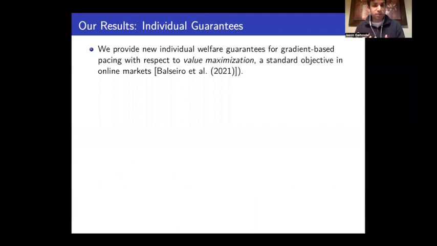So we've shown some really nice aggregate guarantees of these gradient-based pacing algorithms. And from a platform's perspective, that's really important because it's saying the market is relatively efficient. But then why should any given advertiser use it? To justify that, we need to provide some stronger individual guarantees, like we can say for a given advertiser, it's doing something well to maximize its own welfare. So we also supplement these aggregate guarantees with new individual guarantees for gradient-based pacing with respect to the objective of value maximization, which is a standard objective in online markets.